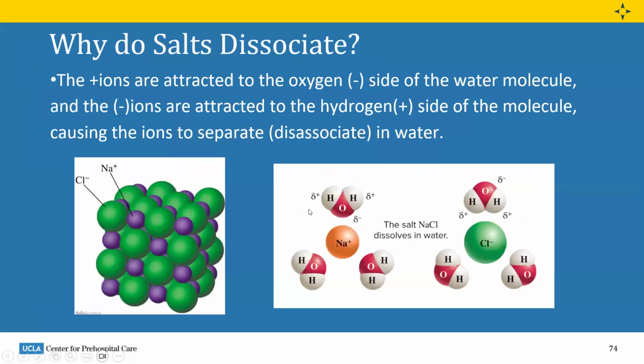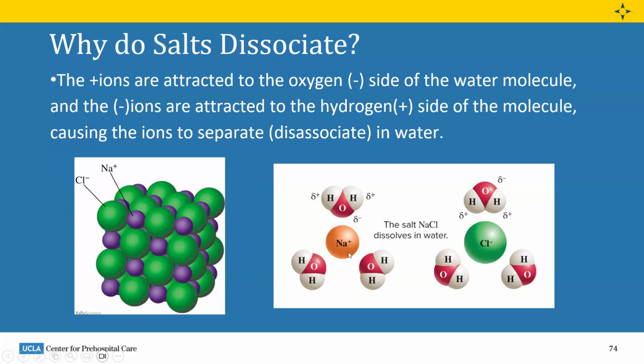So what causes salts to dissociate? Well, water molecules are polar, which means that the hydrogen sides are typically positively charged, and the oxygen side of the molecule is negatively charged. That's because the electrons of this molecule usually spend more time around oxygen than they do around hydrogen. So more electrons means negative, less electrons means positive. And because it has this polar structure, we have negative, positive, positive.